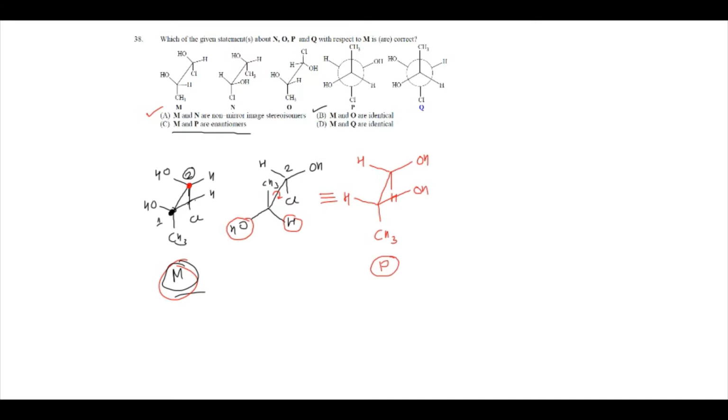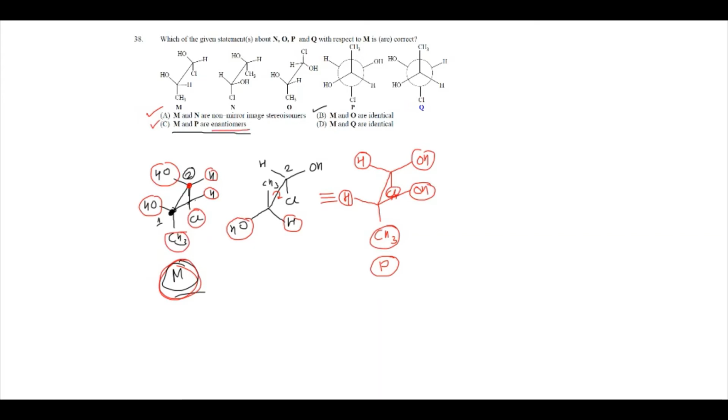Now we can compare M and P. If we check, we will see that yes, this is the mirror image, because these two H are near, these two OH are far. Similarly, these two H are near and these two OH are far. And also, sorry, I have made a mistake while drawing. This will be the Cl here. So this is also a mirror image, and this CH3 is also a mirror image. So that means option C is correct. M and P are enantiomers. They are mirror images of one another, and they are non-superimposable mirror images. That means they are enantiomers.